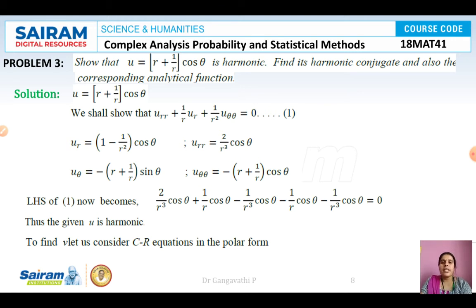In a similar way, let us do another problem. Show that u is equal to r plus 1 by r cos theta is harmonic. Find its harmonic conjugate and also the corresponding analytic function. So u has been given. Let us apply the same working rule.